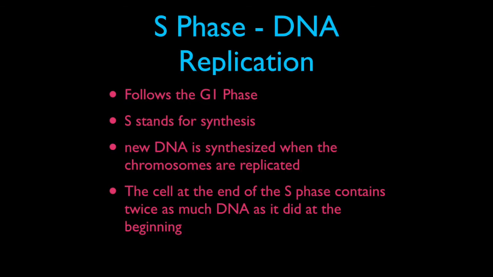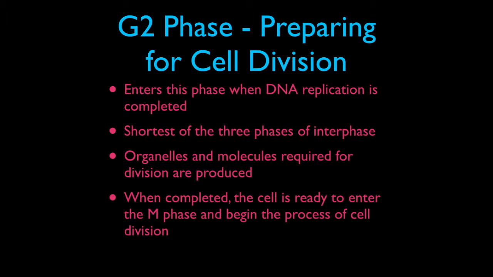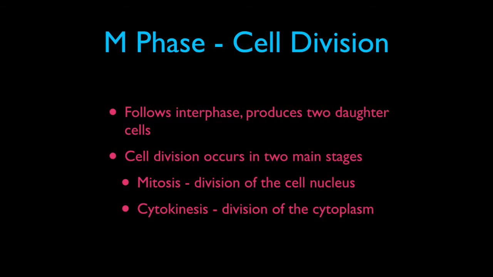The S phase follows G1, and S stands for synthesis. This is the phase where new DNA is synthesized when the chromosomes are replicated. The cell at the end of the S phase contains twice as much DNA as it did at the beginning. The cell enters the G2 phase when DNA replication is completed. This is the shortest of the three phases of interphase. This is when the organelles and molecules required for cell division are produced. When completed, the cell is ready to enter the M phase and begin the process of cell division. The M phase is known as cell division.